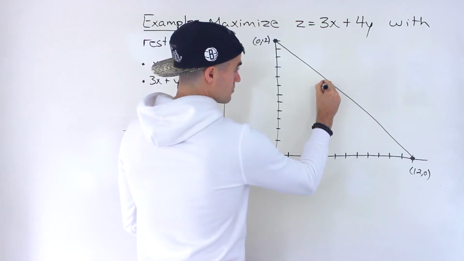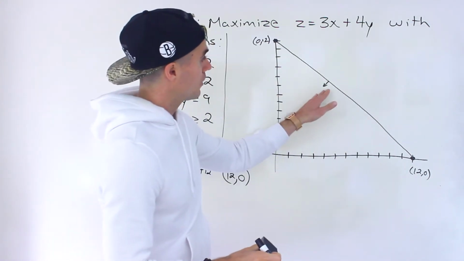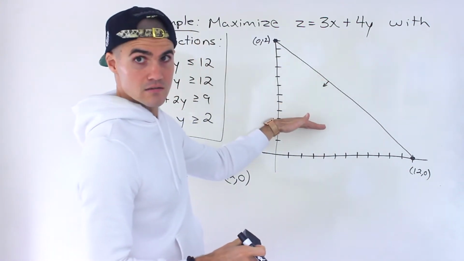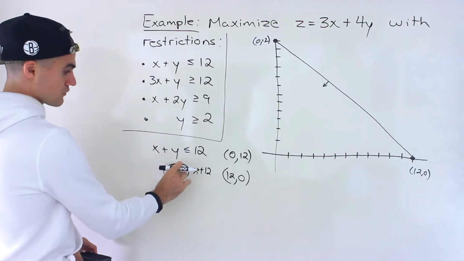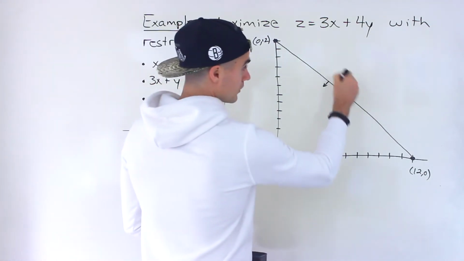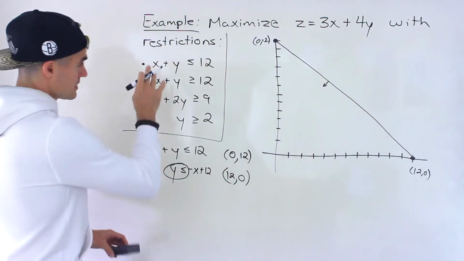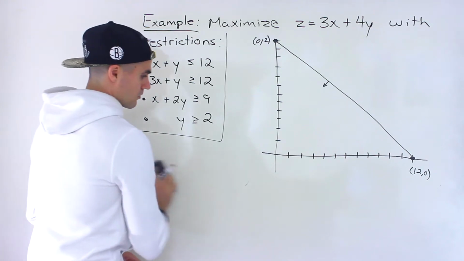I'm not going to shade it in. What I'll do is I'll just put an arrow for now. From this line here, we're looking at all the y values that are less than this line. If this was reversed, if the y values were greater than or equal to negative x plus 12, we'd be looking at this area over here. Right? So that's the first restriction.